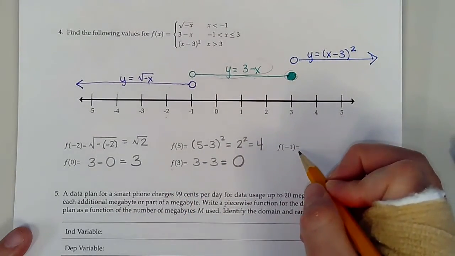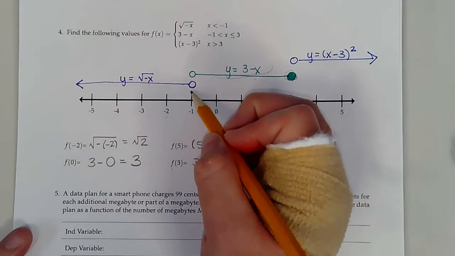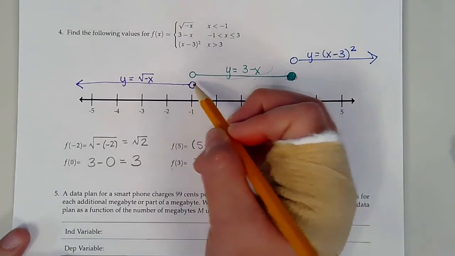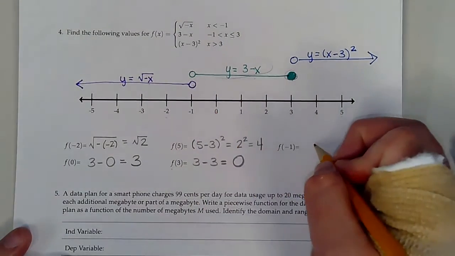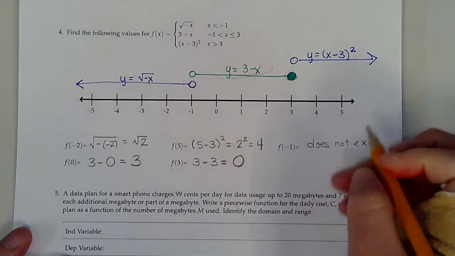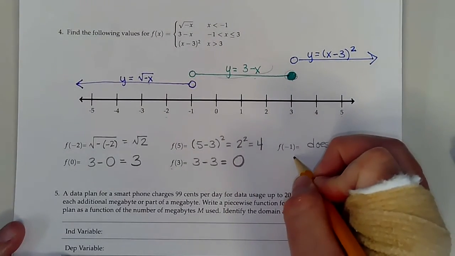And then f of -1. So here's -1. And if I go up here, both of these dots are hollow, which means that this function is not defined there. The value does not exist. Okay, either one of those would be a perfectly fine answer.